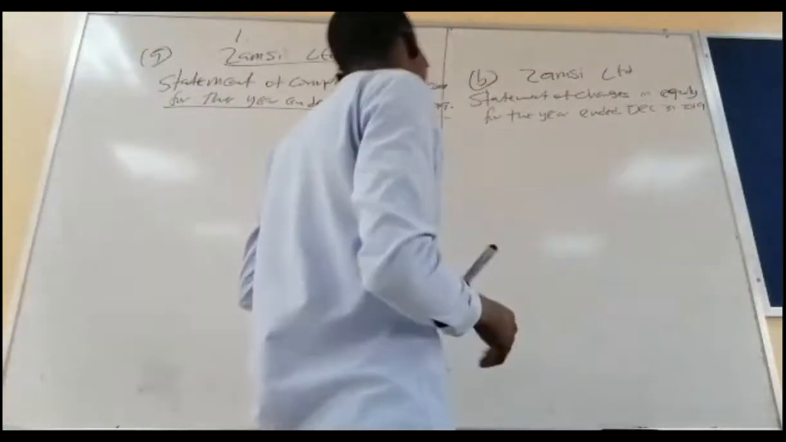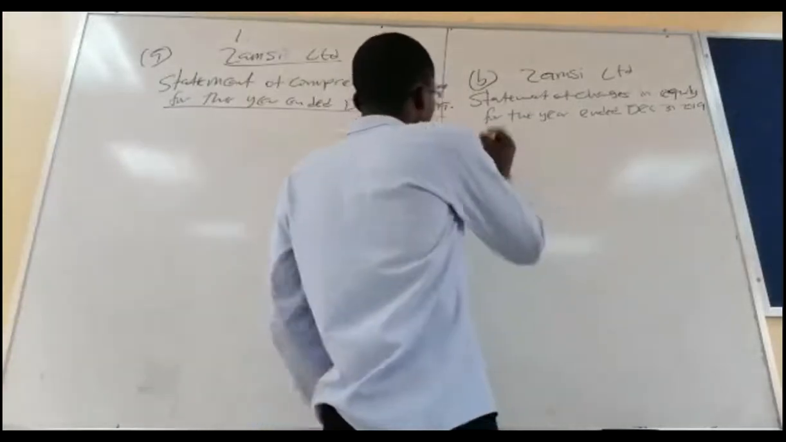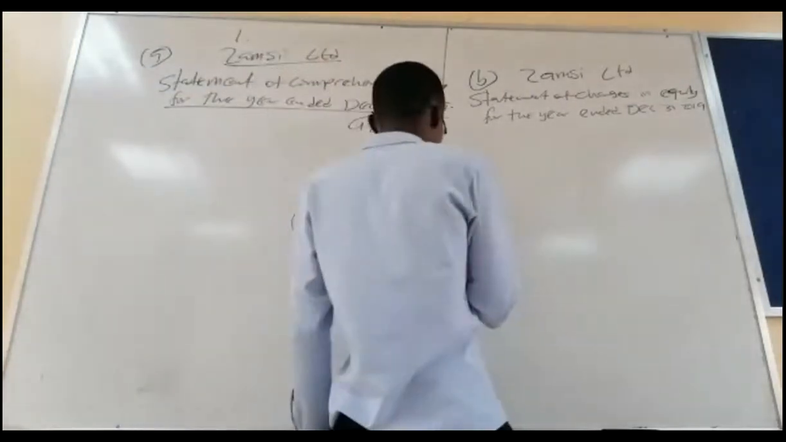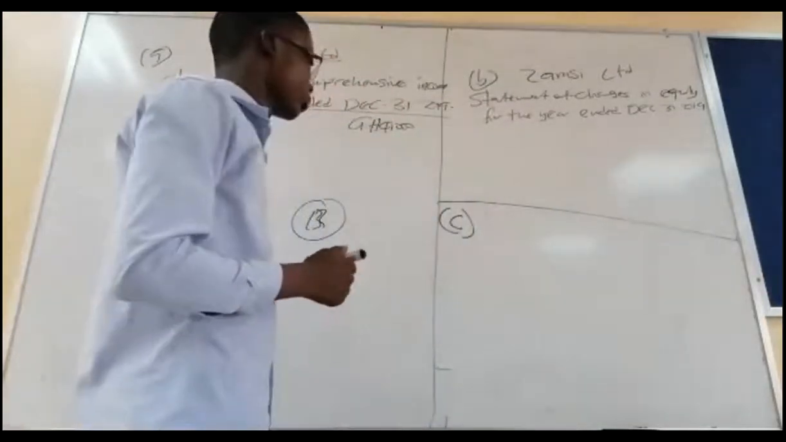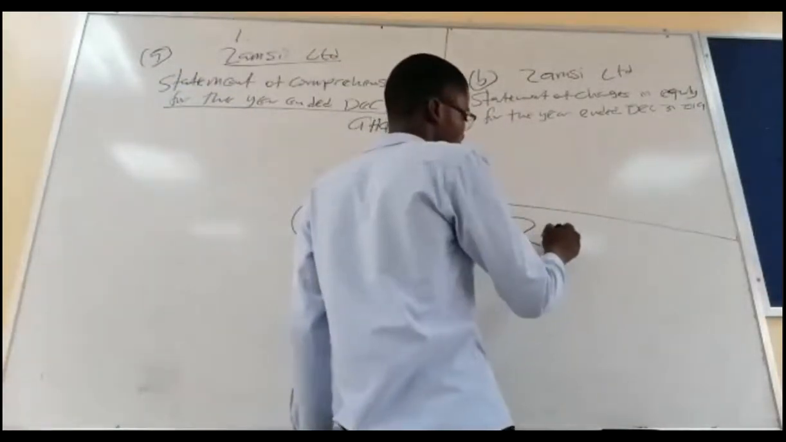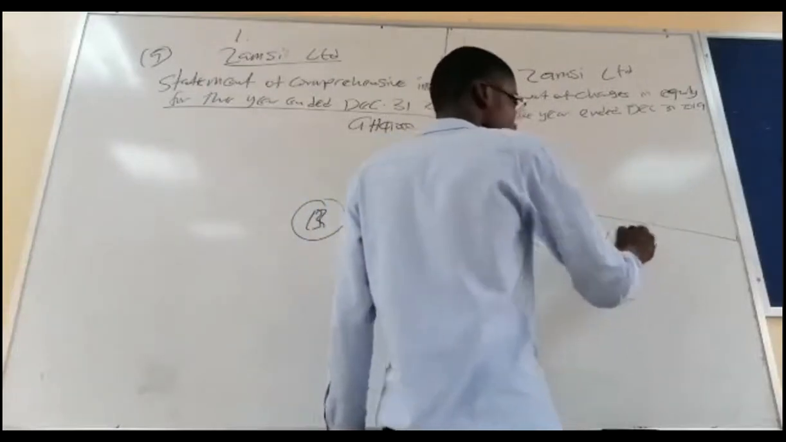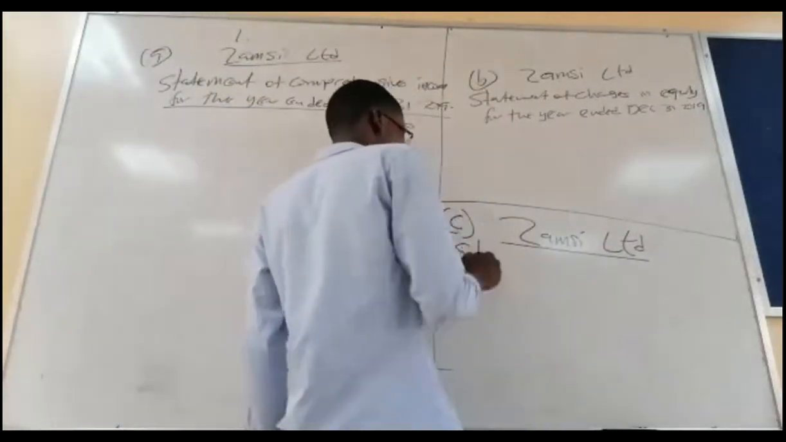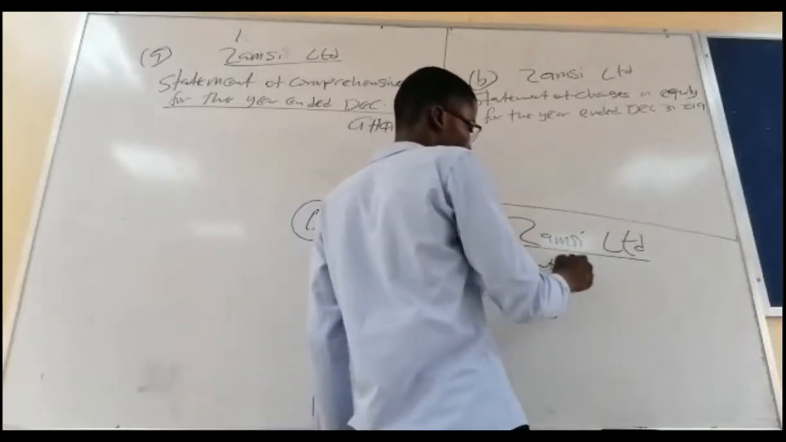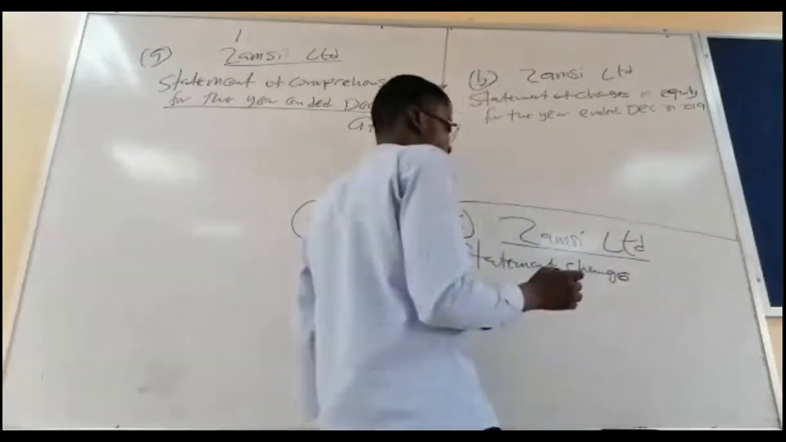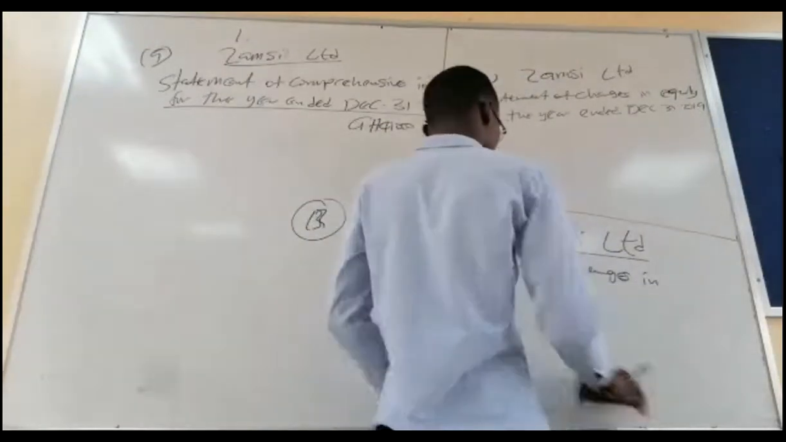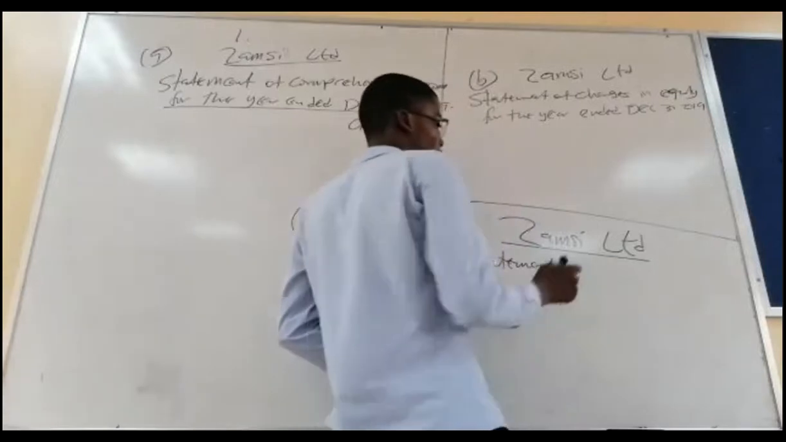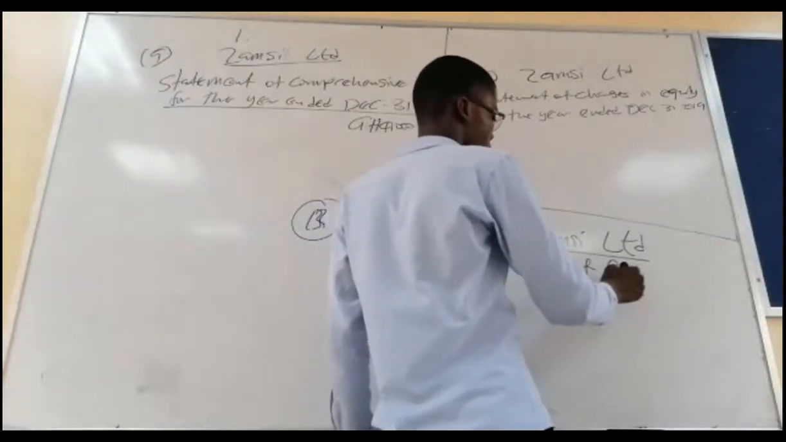Then you go to the next page. Leave the entire page. Go to the next page and write C there. Imagine that is my next page. Write a C. So Zamzi Limited. Line it. Statement of what? Statement of financial position. Not changes; you don't need that already. Statement of financial position.